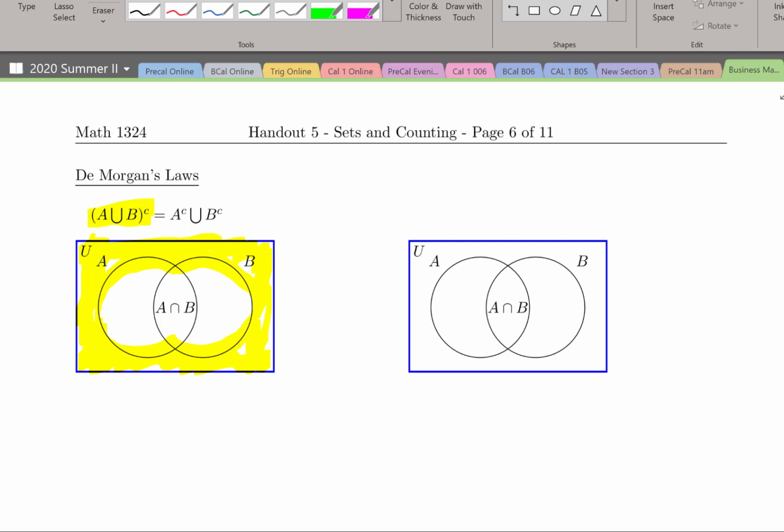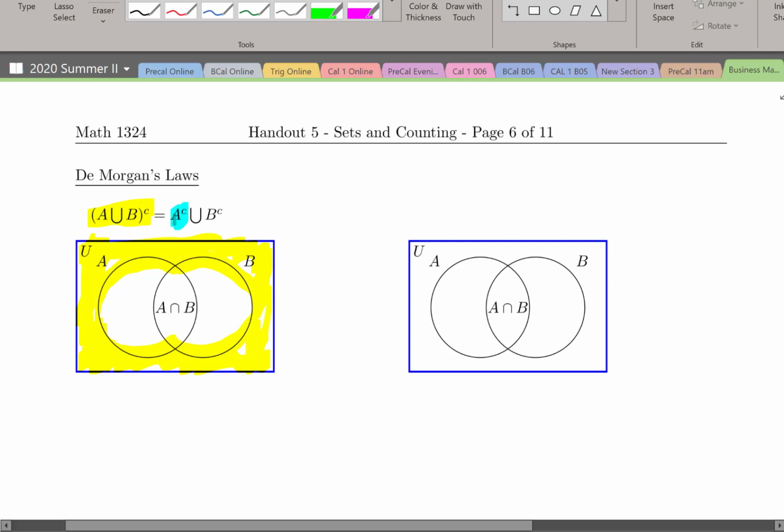All right, now we're going to look at A complement. So basically everything, not basically, it is everything outside of A. Now let's look at B complement. B complement is everything outside of B.